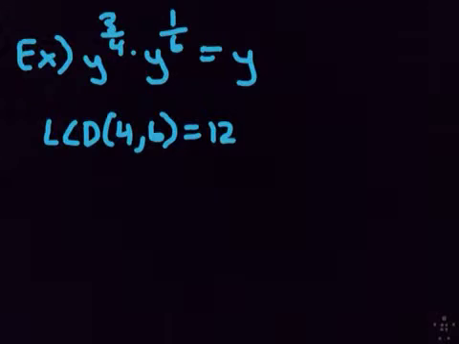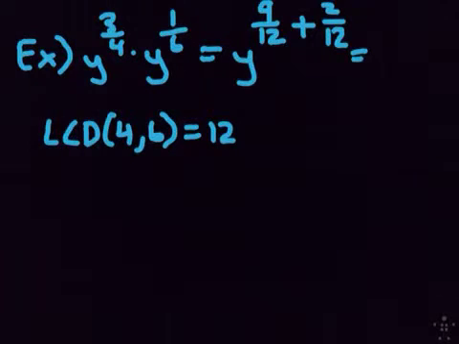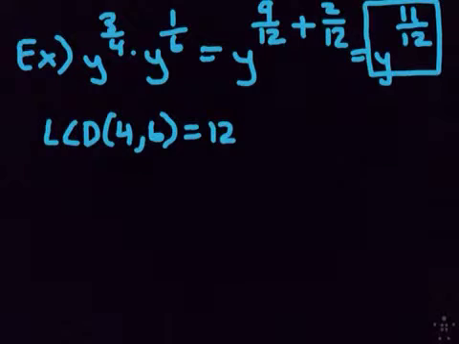So I'll rewrite them. 3/4. To get the 4 to be a 12, I need to multiply by 3. So I do the same to the numerator to make 9/12. The other exponent of 1/6, I need to multiply its denominator by 2 to make it a 12. So I also multiply the numerator by 2 to get 2/12. And then simplifying, I get 11/12 as the exponent on y. So y to the 11/12 power is the final answer.